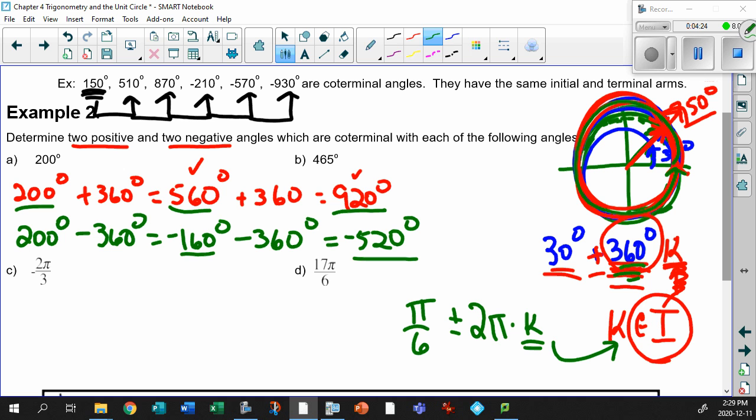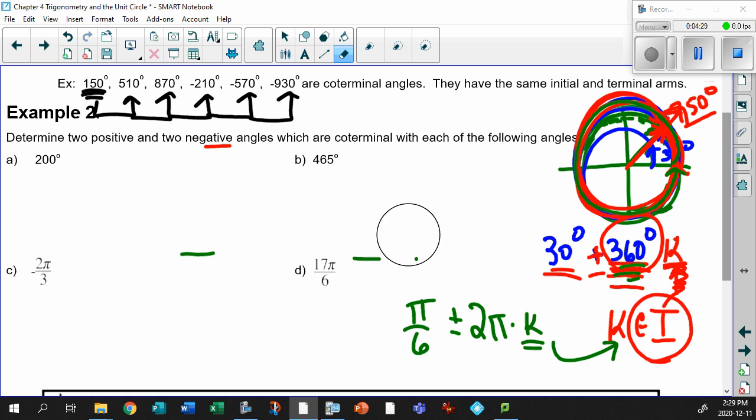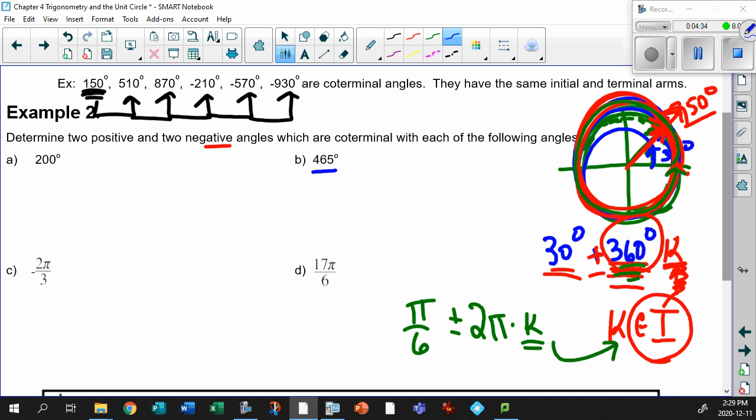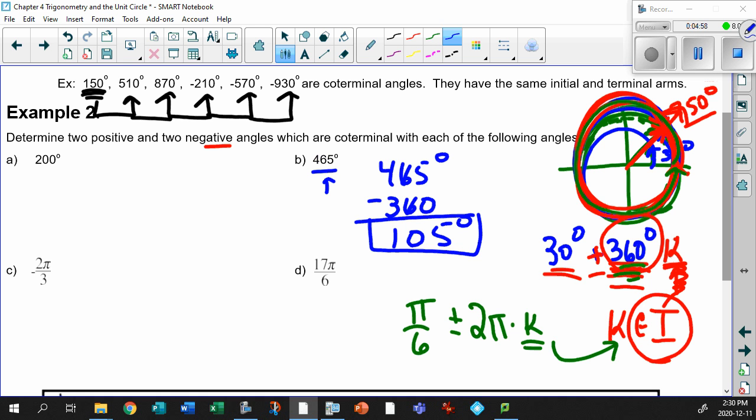Easy peasy, right? But what happens if the angle is like B? Look at B for a second. B says it's 465. So I'm already over the 360 degrees, right? Yeah. So since I'm over, I'm kind of curious, how much over did I make it? Well, go 465. Let's subtract the 360 from this. If I subtract the 360 from that, that gives me 105 degrees. I'm actually over by 105 degrees. So guess what? I just gave you another positive value, didn't I?